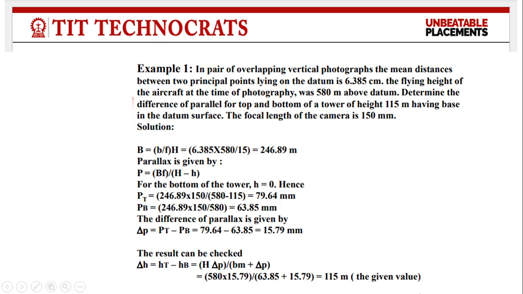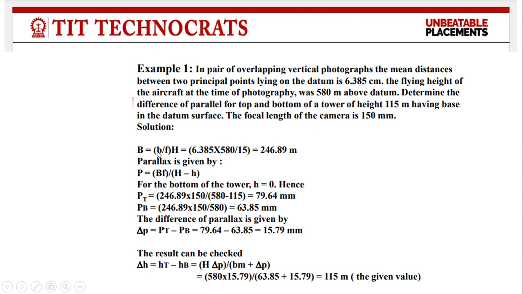Now let us solve one numerical example based on this. In a pair of overlapping vertical photographs, the mean distance between two principal points lying on the datum is 6.385 centimeters. The flying height of the photography was 580 meters above datum. Determine the difference of parallax for top and bottom of a tower of height 115 meters having its base on the datum surface. The focal length of the camera is 150 mm.